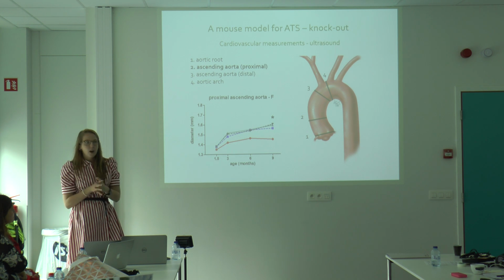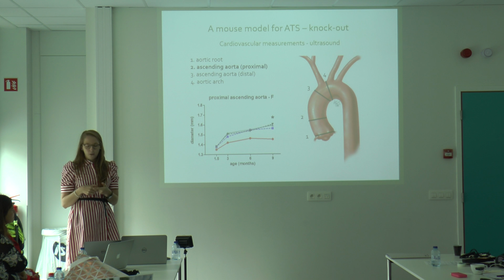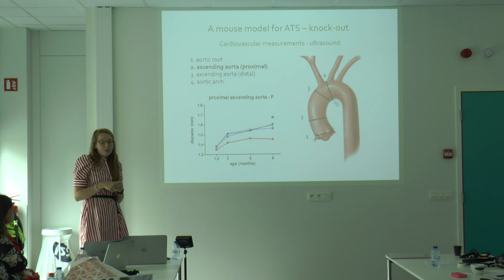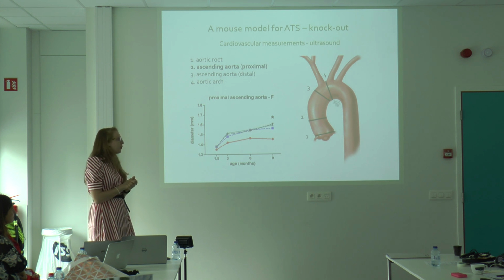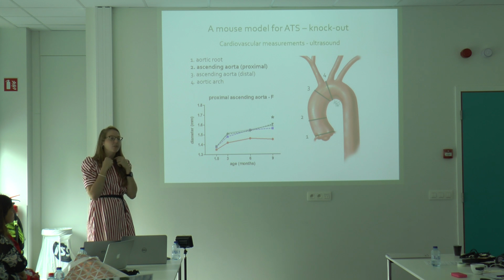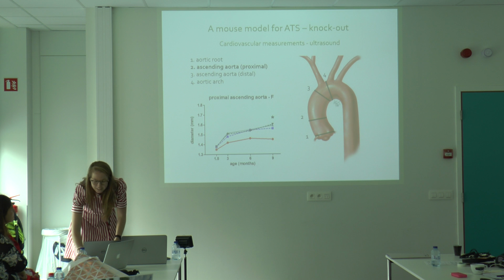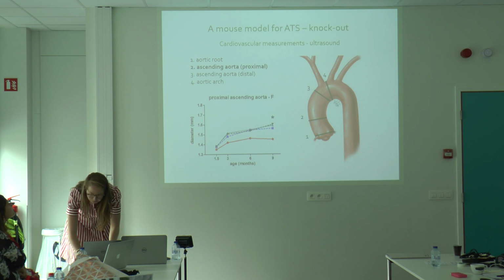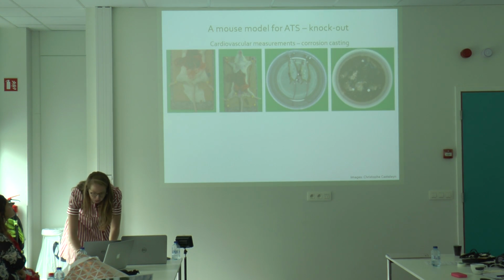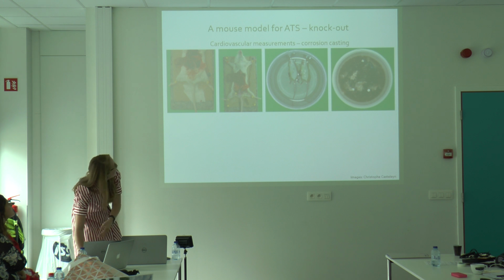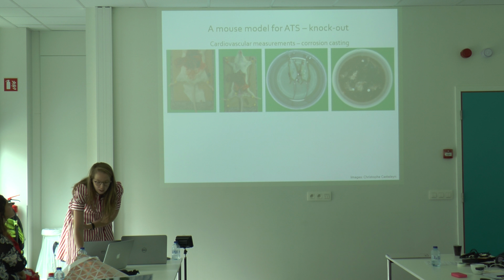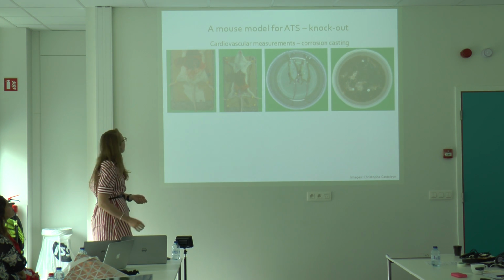We tried that with CT scans, as you might all know, but mice are very tiny. And it's difficult to get a good resolution to see really these tiny, tiny arteries. So we use a different technique, and it's called corrosion casting. This is a really nice technique. It's a bit similar to what was done hundreds of years ago, but a bit more advanced.